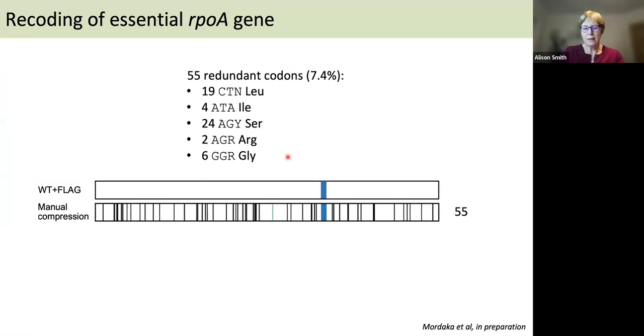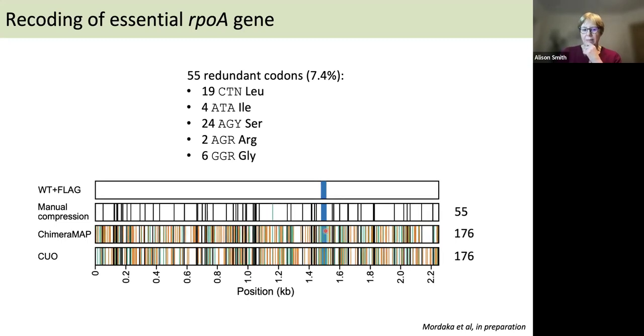So what he did was he designed a sequence where the black lines show the positions of these codons which have been altered to be the redundant ones. In addition, in the particular design, he incorporated a flag tag into the protein because RPOA had been shown to be modifiable by this. And we wanted to make sure that if we didn't get normal function, we could still see whether the protein was being produced.